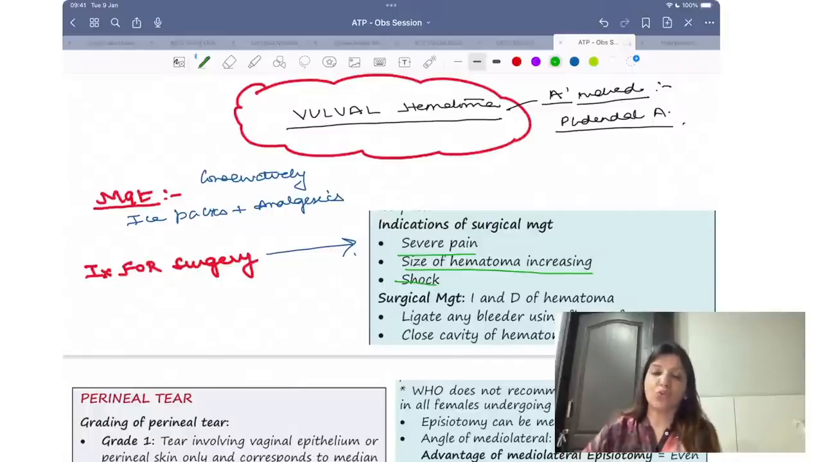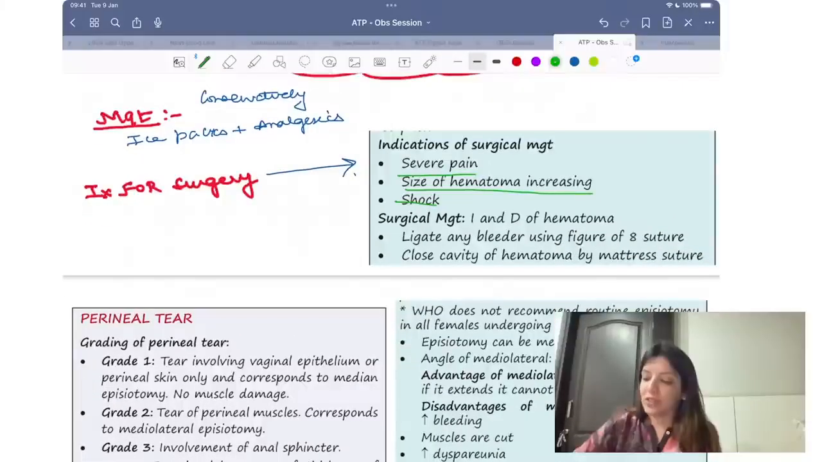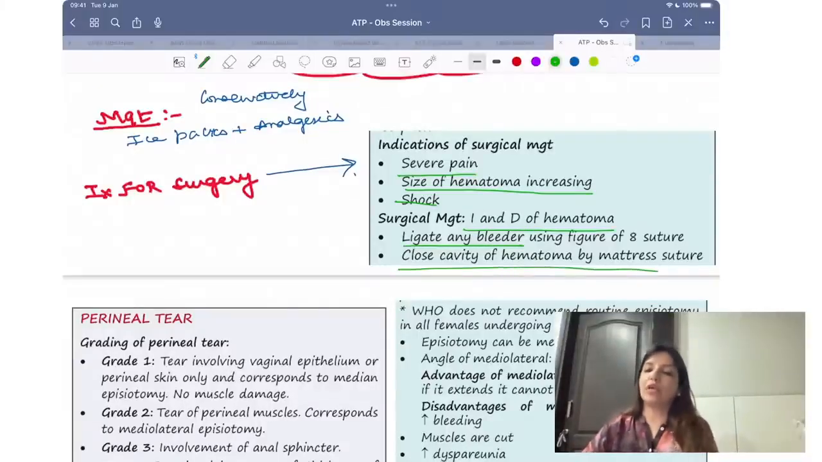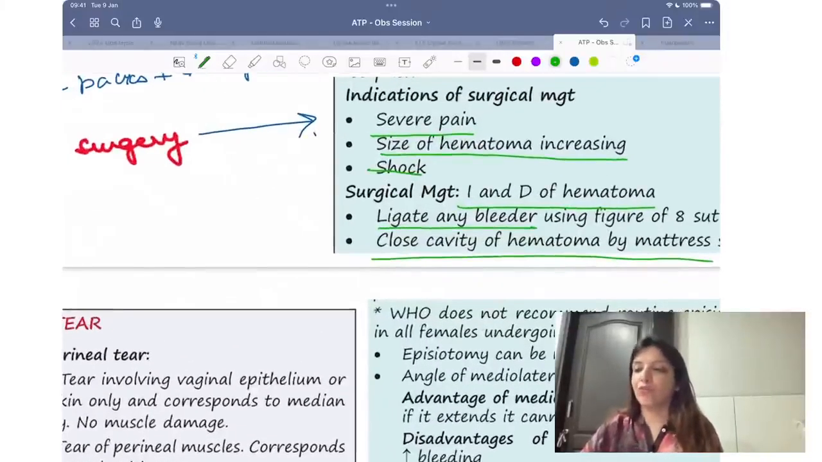Because if the patient is going into shock or if the size of the hematoma is increasing, that means there is an active bleeder present. And so I will have to do an incision and drainage of the hematoma. I will have to ligate the bleeder and I will have to close the cavity of the hematoma. That is what I have to do if my patient is going into shock, or if the size of the hematoma is increasing, or if there is severe pain. Clear to all of you?